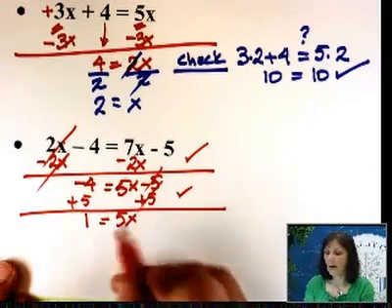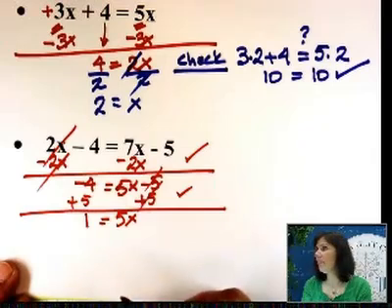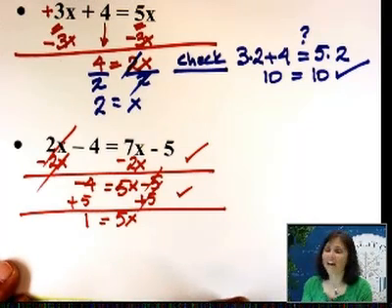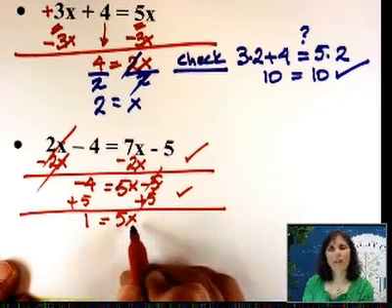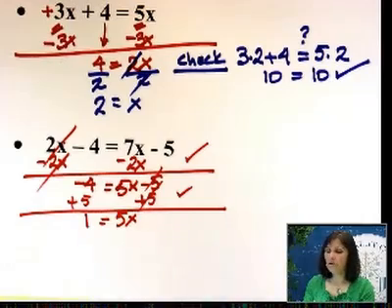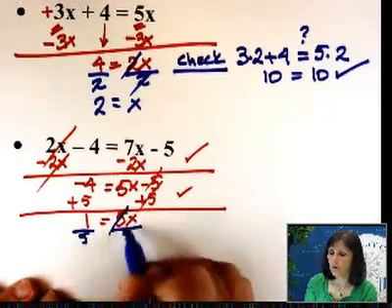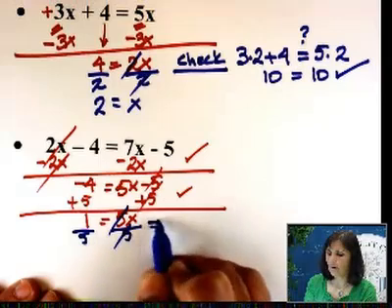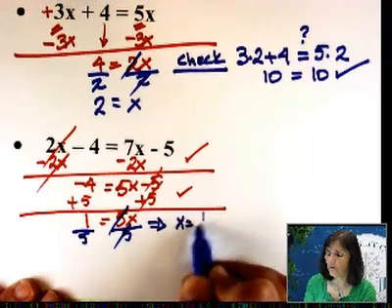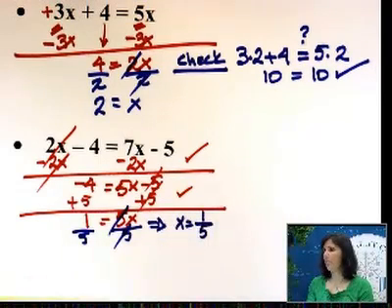And guess what? Now I need to use the multiplication property. Multiplication property is always last. 5 is multiplying x. So that means you can divide by 5. These two will go. Then you'll end up with x equals 1/5, and you can always check if you need to. Okay?